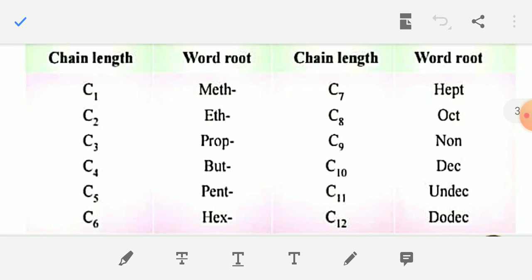For example, if only one carbon atom is present in the longest carbon chain, then you have to use the root word meth. If 2 carbon atoms are present, then eth. If 3 carbon atoms, then you have to use prop. If 4 carbon atoms are present, then you have to use the root word but. If 5, then pent. If 6, then hex. Like this.